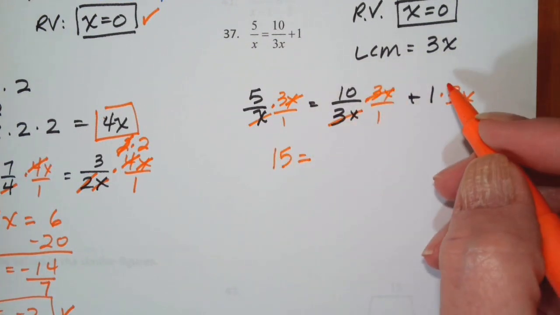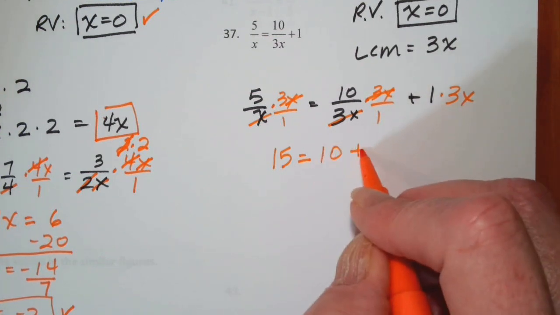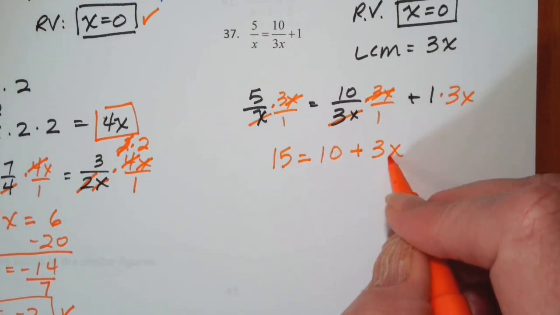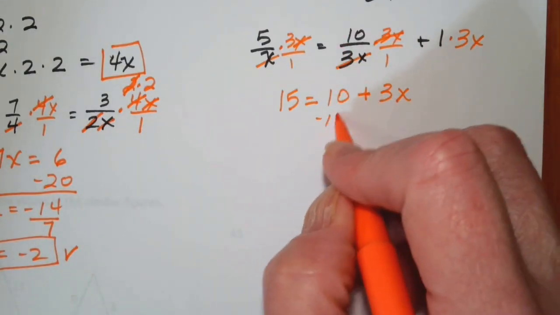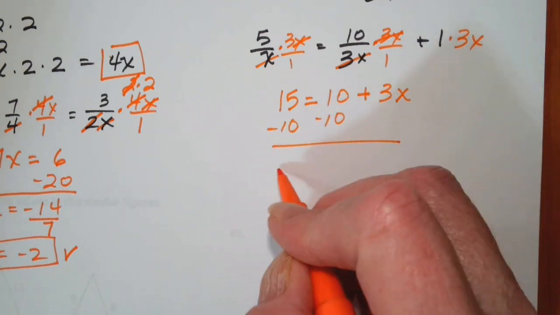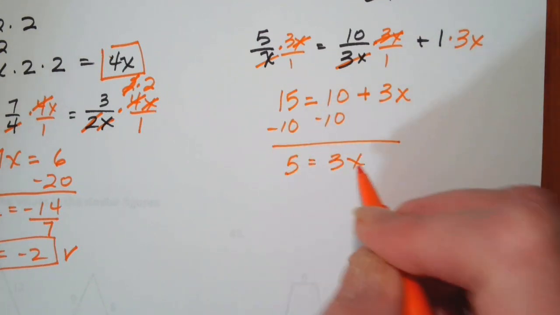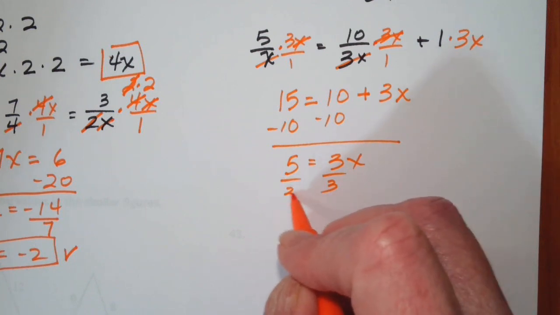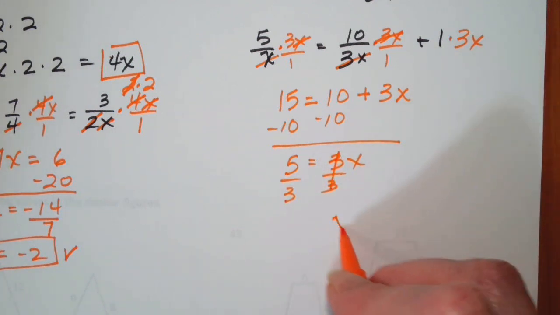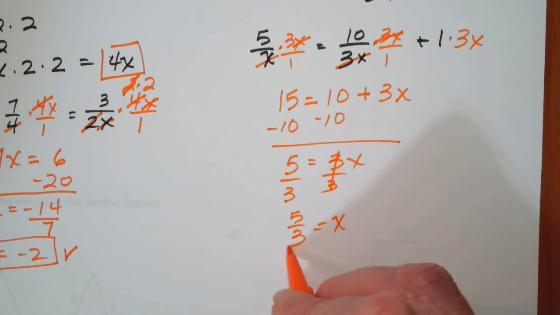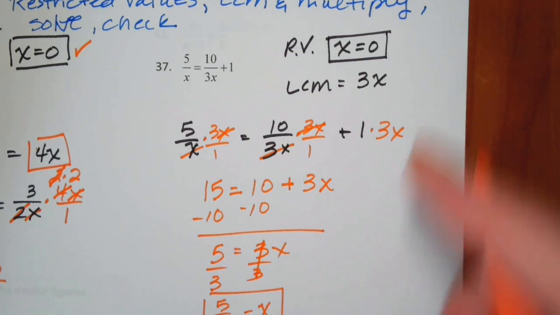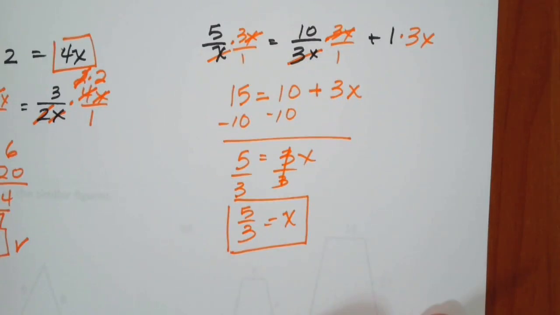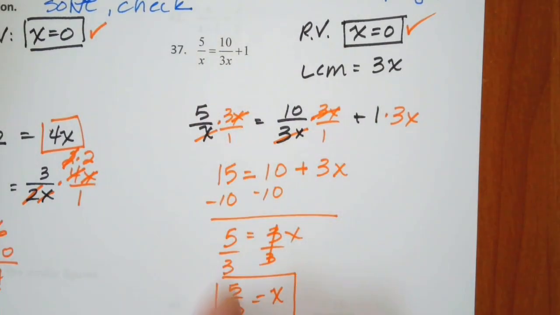I have a 3x numerator and denominator equals 10 plus 3x. So I've cleared the fractions. I've done everything correct so far. So now I just need to solve. So I'll subtract 10 from both sides. That gives me 5 is equal to 3x. When I divide by 3, I get that x is equal to 5/3. Okay. I check it against my restricted value. It's okay. And then to check it again, I would just plug it in and make sure that the sides are equal.